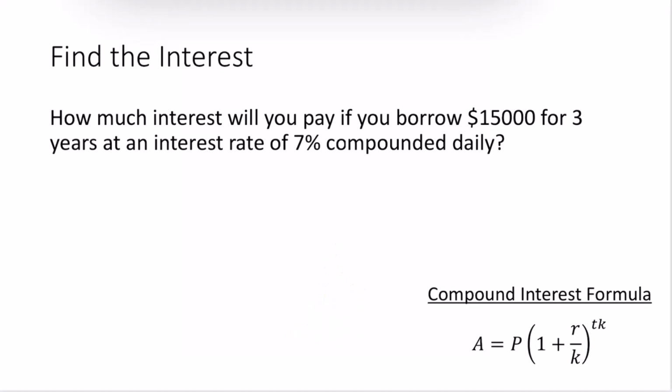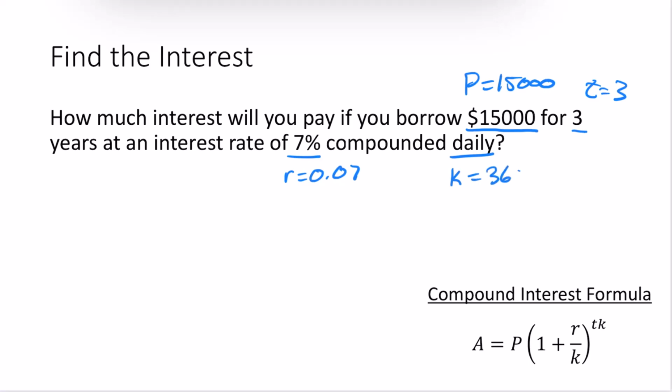All right, so let's say we wanted to figure out how much interest you'll pay if you borrow $15,000 for 3 years at an interest rate of 7% compounded daily. If we break down the information we were given, we are initially borrowing $15,000, so that's going to be P. And we're doing it for 3 years, so T equals 3. And the interest rate is 7%, so I would write that as a decimal. And because it's compounded daily, we're going to have K equal 365.